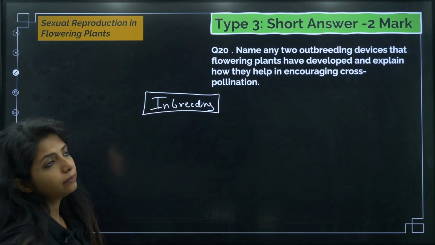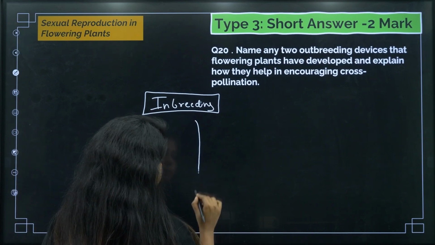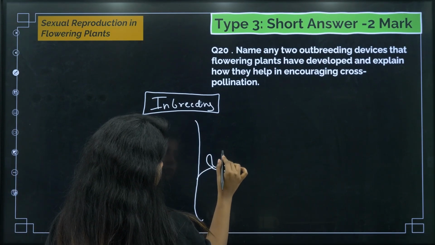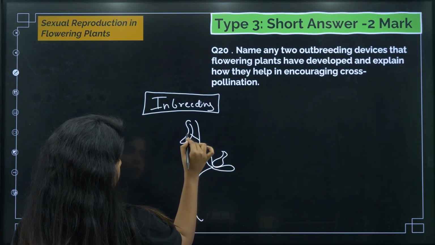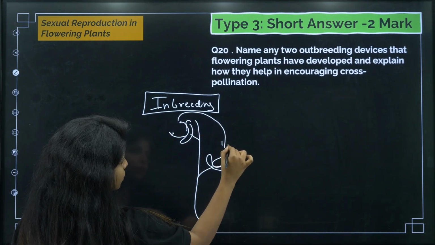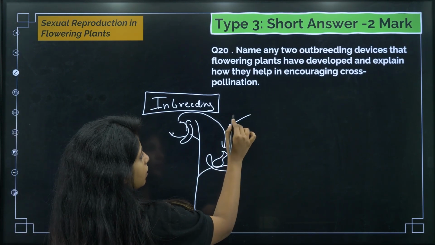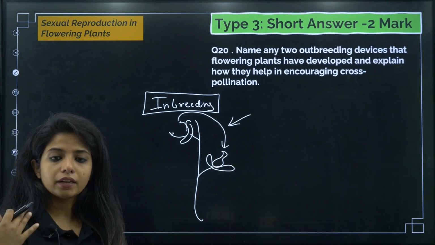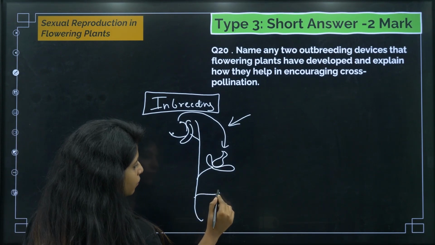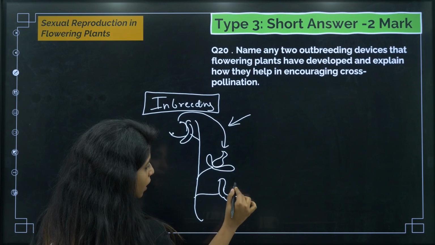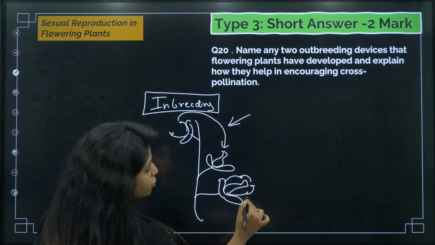Inbreeding is when, children, for example, I have a plant, there is a flower like this. From here to here, things are getting transferred and everything is happening again and again, there is no chance of cross-pollination, nothing. Or probably when you have both the female and the male gametes over here, there are high chances of self-pollination happening.